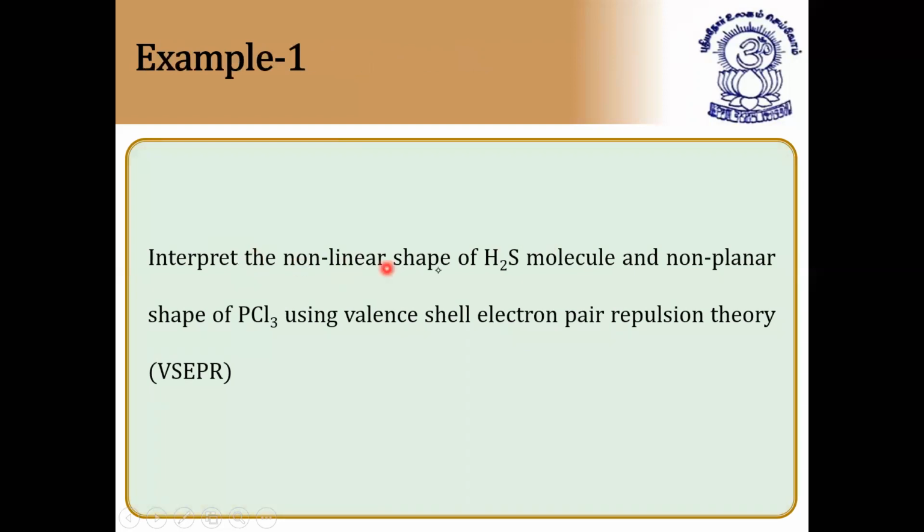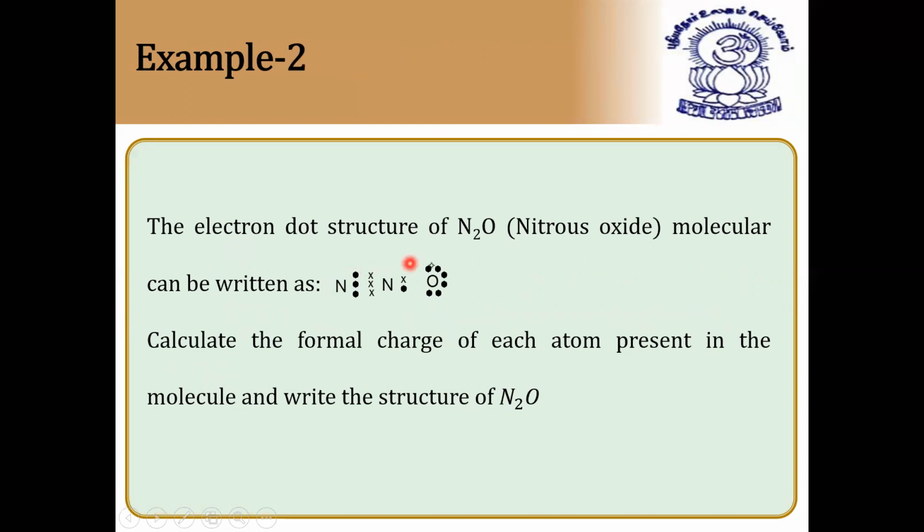Interpret the non-linear shape of the H2S molecule and the non-planar shape of PCl5 using VSEPR theory. This we'll discuss after finishing VSEPR theory. Some more questions have come. The electron dot structure of the N2O nitrous oxide molecule can be written like this, because nitrogen is sharing three electrons with the other nitrogen, and this nitrogen is sharing two electrons with oxygen. Calculate the formal charge of each atom present in the N2O molecule and write the structure. The structure of N2O is already given. So first let us see the formal charge of this nitrogen, the second nitrogen, and the first nitrogen. I hope I'll make it clear.